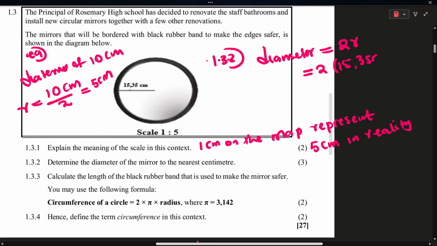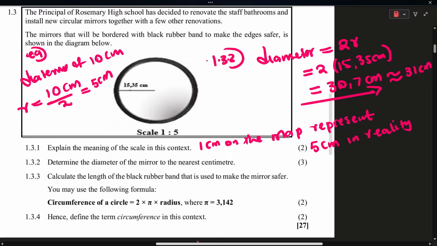15,35 centimeters. And then when you press your calculators, what do you get? What is the diameter there? Okay, it's going to be 30,7 centimeters. Now, the question says round to the nearest centimeter. So which means the answer is 31 centimeters. That is the answer for this one. So that's a beautiful 3 marks.